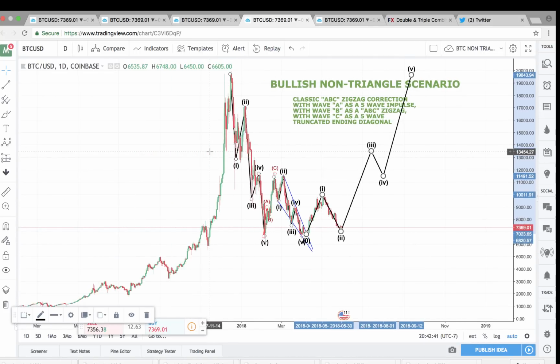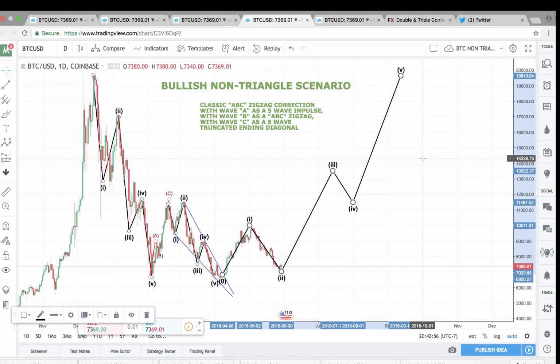That being said, this could also make a really nice cup and handle if this does play out this way, where we spiked up. We're correcting now. This is the bottom of the cup here. We'll be going back up here, getting a little sell-off here at the all-time highs, making the handle, and then shooting up. So I like that little scenario, but we're a long way from that, and it's just something that I noticed here. I'm not counting on it.